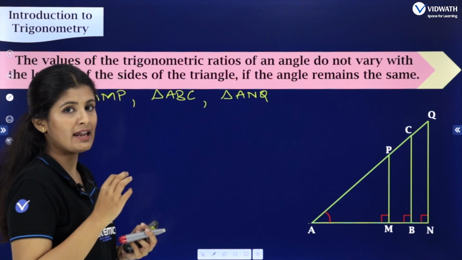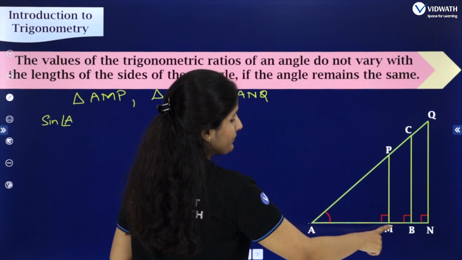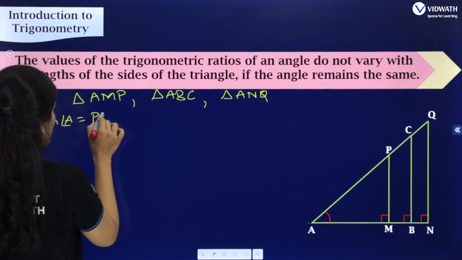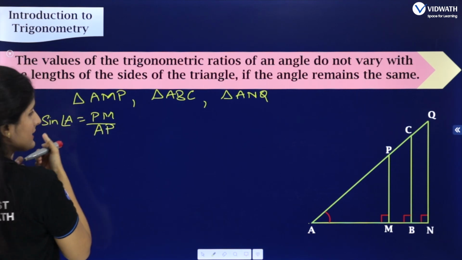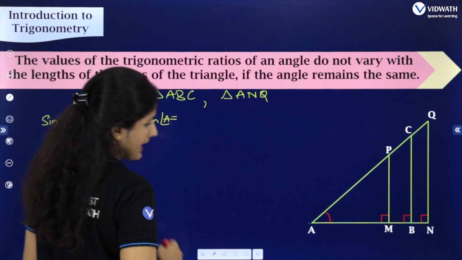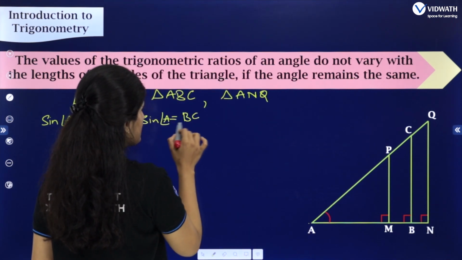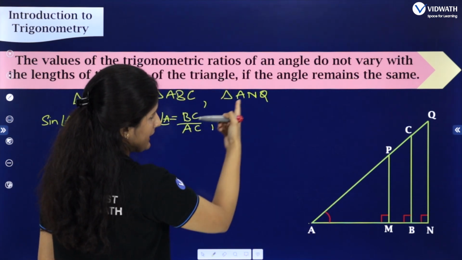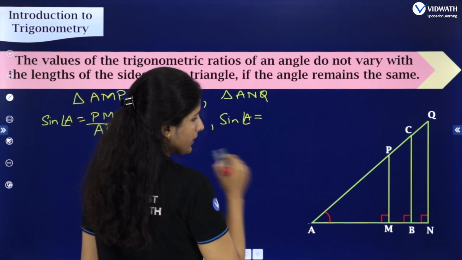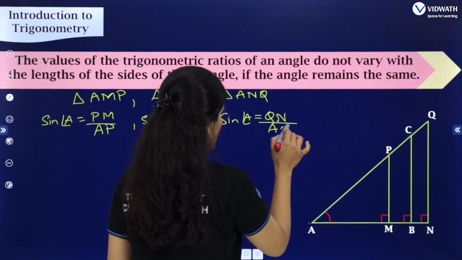Then we know that sine A is nothing but opposite by hypotenuse. In this case, the opposite side is PM. The hypotenuse is given to us by AP. We have PM by AP as sine A. In the triangle ABC, we have sine of angle A as opposite, that is BC by hypotenuse, which is AC. So we have BC by AC. Finally, in the triangle ANQ, we have sine of angle A to be equal to opposite, which is QN, divided by the hypotenuse, which is AQ.